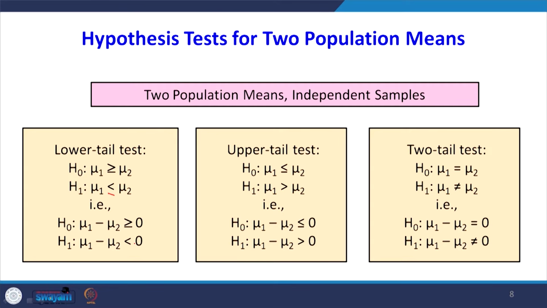Then we will see the upper tail test. So, h naught is mu 1 less than or equal to mu 2, h1 is mu 1 greater than mu 2. We can write the difference: mu 1 minus mu 2 less than or equal to 0, mu 1 minus mu 2 greater than 0. It is a right tail test. Here we can also have the assumption that mu 1 equal to mu 2 and mu 1 not equal to mu 2. If you bring it to the left hand side, it will be mu 1 minus mu 2 equal to 0, then mu 1 minus mu 2 not equal to 0. We will see these different tests pictorially.